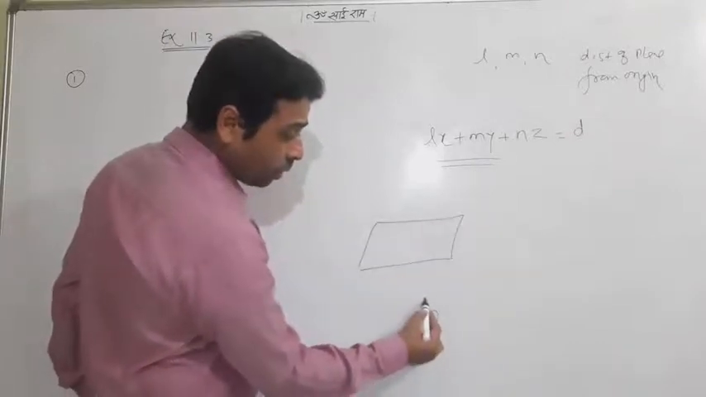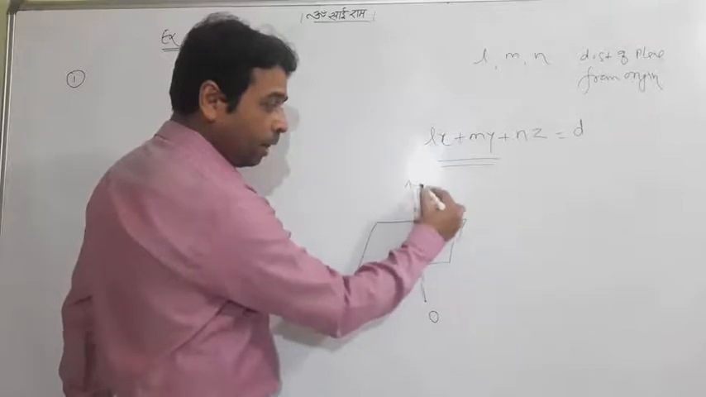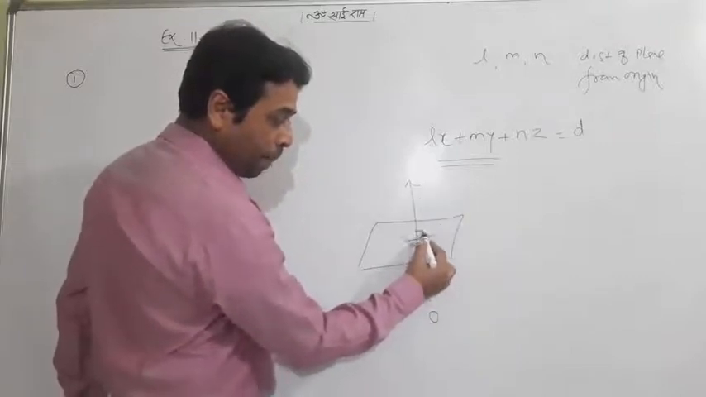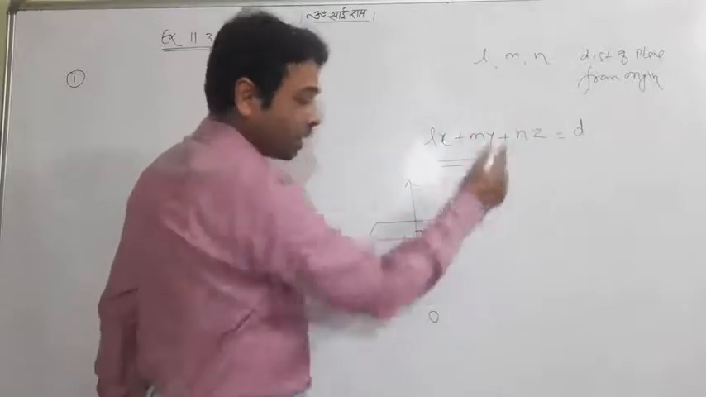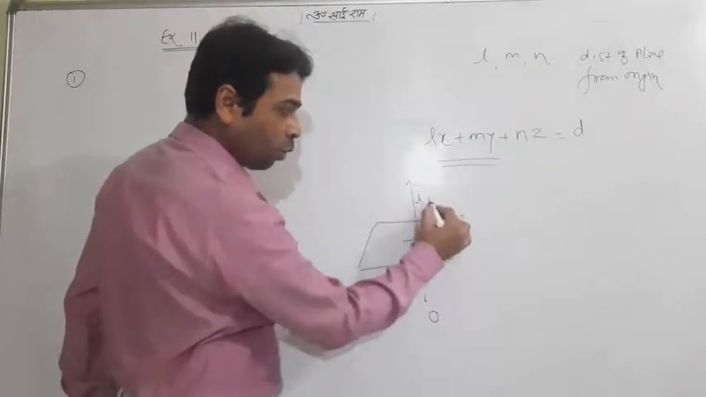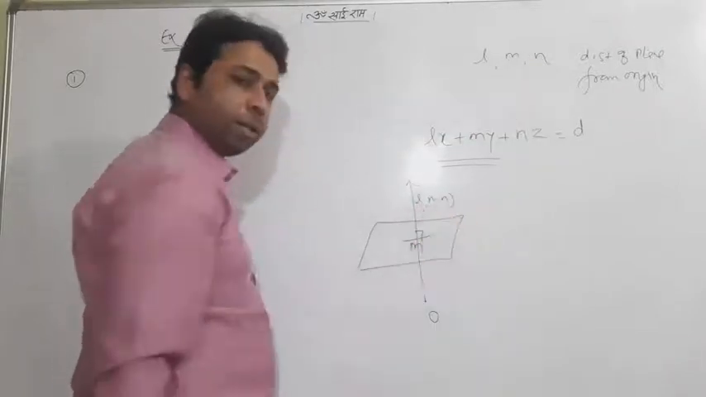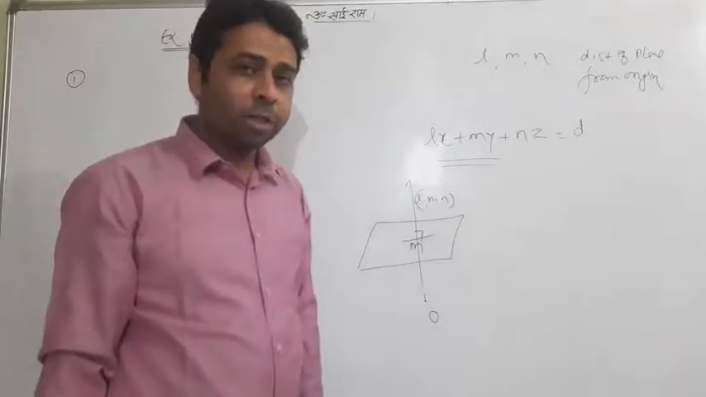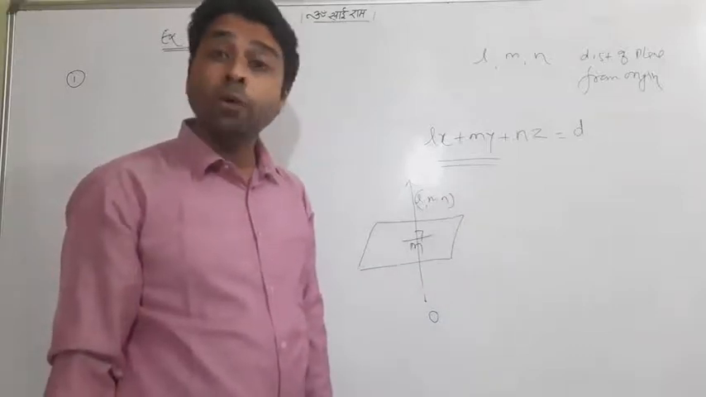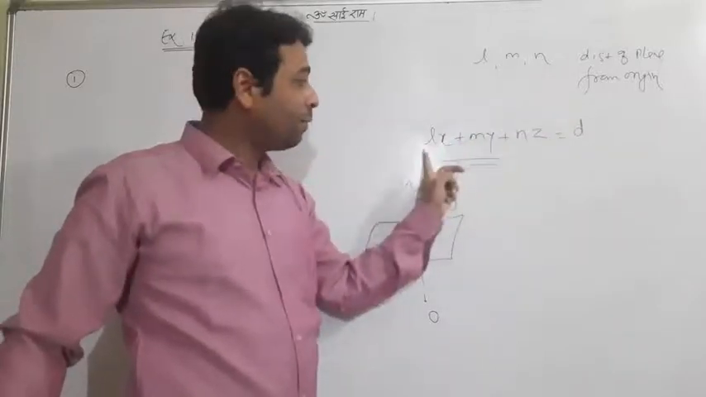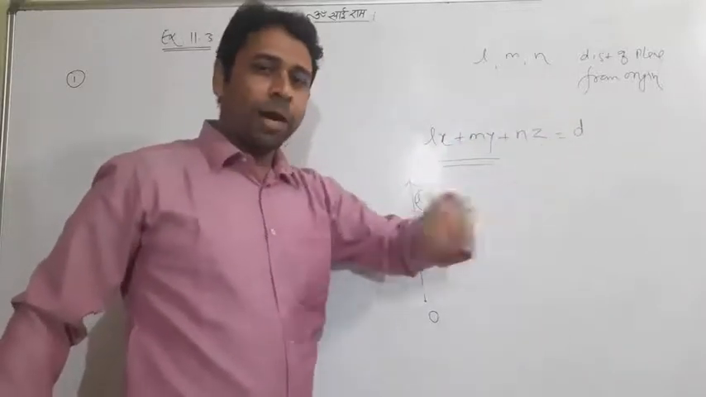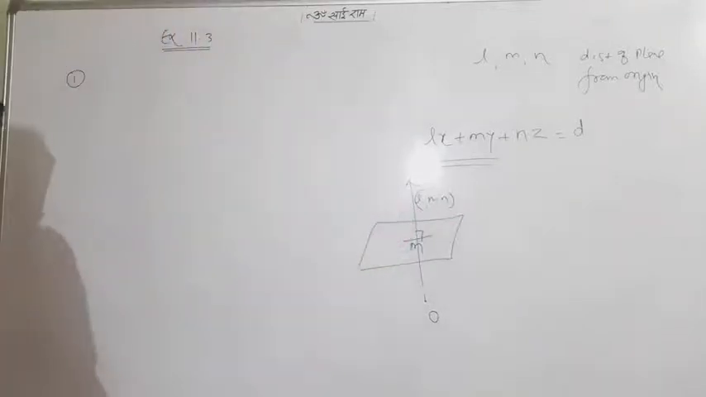This is the origin, this is my normal, and this is the perpendicular distance of the plane from the origin, which was asked there. Also we are asked for the direction cosines of the normal. So what we will do is convert our given plane into the normal form. Easily we can get l, m, n and d. I don't think it's a trouble. I will tell you one by one with examples.